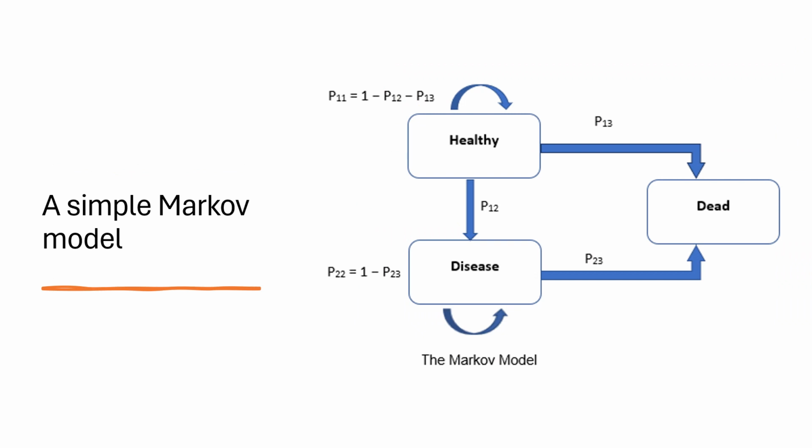We developed a simple Markov model that included three states: healthy, disease, and dead. All patients are initially in the healthy state, and only one-way transitions are allowed in the model. People can only move to worse health states and cannot move back to better health states. Thus, there are three possible transitions. One, from healthy state to disease state. Two, from healthy state to dead state. And three, from disease state to dead state.